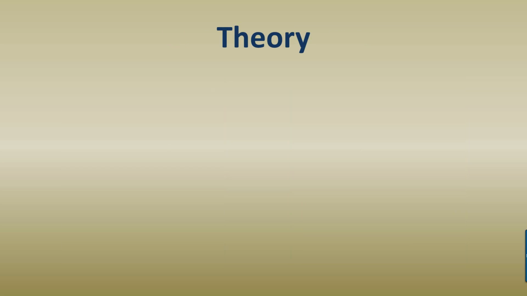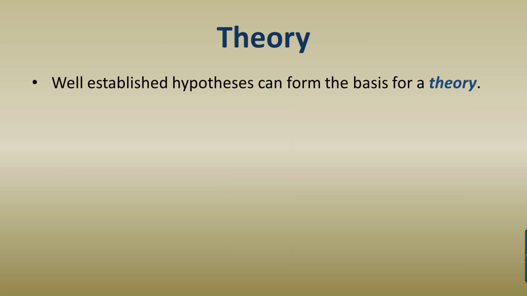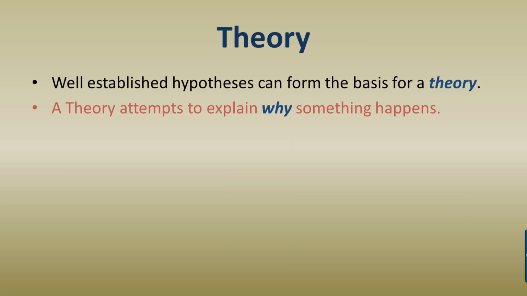So what about a theory? How is a theory different than a law? This is a good question. So the other direction that hypotheses can take is that they may form the basis of a theory. And a theory is different from a hypothesis in that it attempts to explain why something happens. Not just explain what happens, but explain why something happens.